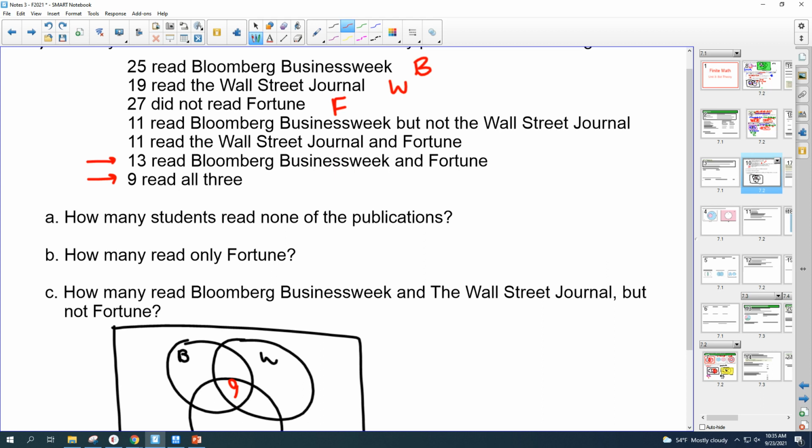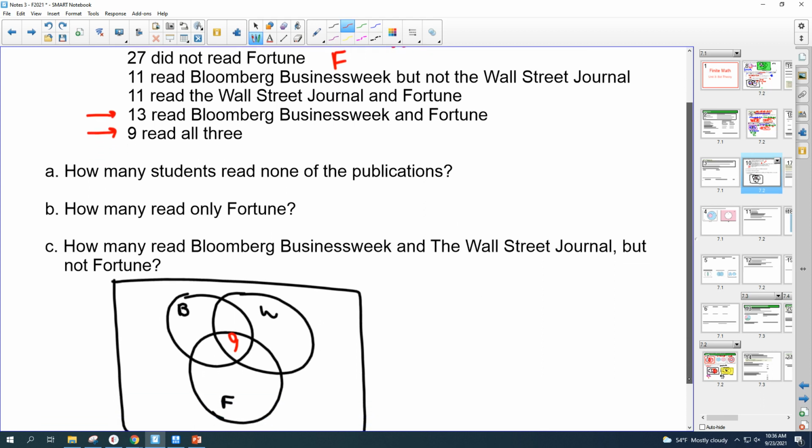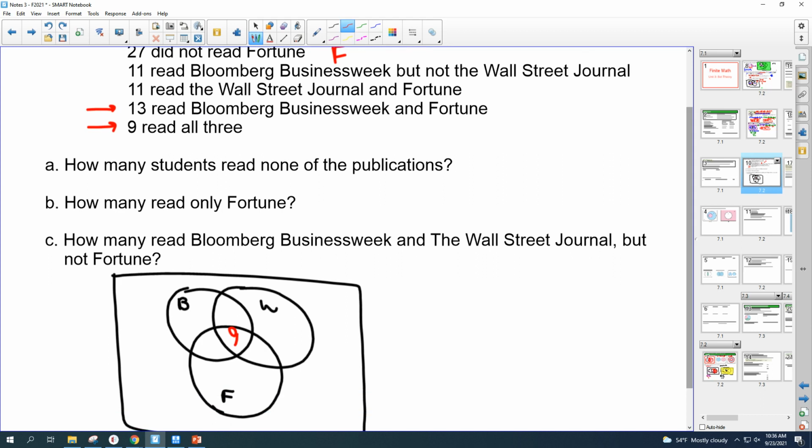13 read Bloomberg Business Week and Fortune. So look at where the intersection of Bloomberg Business Week and Fortune is, this kind of football shape right there. That's Bloomberg Business Week and Fortune. And so those two regions that I just highlighted have to add up to 13. That tells me that this must be 4. Okay, we're going to do that over and over again, backwards through the problem.